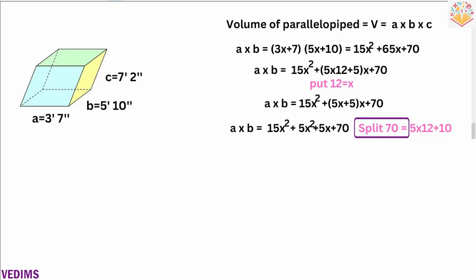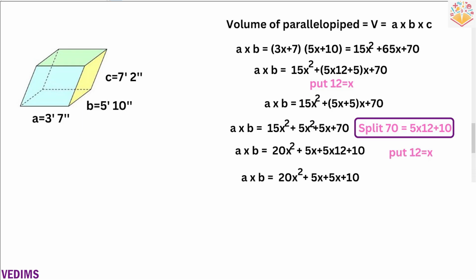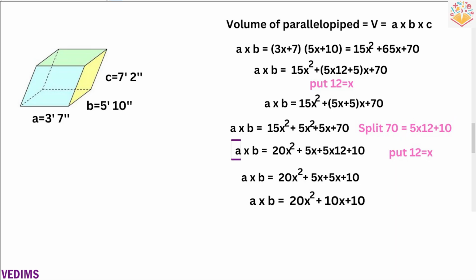Let us split 70 again as a product of 12. You can write it as 12 5s are 60 plus 10. We will rewrite it as A into B is equal to 20x square plus 5x plus 5 into 12 plus 10. Wherever 12 is there, we will put x now. A into B is equal to 20x square plus 5x becomes 10x plus 10.